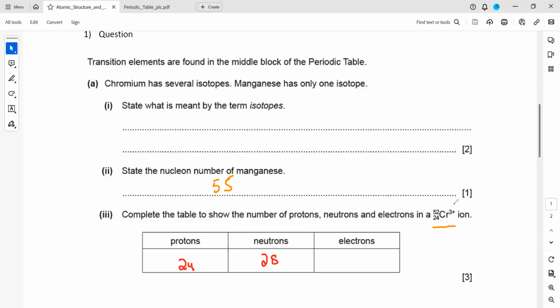Because it has a +3 charge, it has 3 fewer electrons than protons. So how many electrons should be there? It must have 21 electrons. If a charge is positive, you subtract that number. If a charge is negative, you add that number to the electrons. Like if the charge is +3, we subtract 3 to get the electrons. If the charge is -3, we add 3 to get the number of electrons.